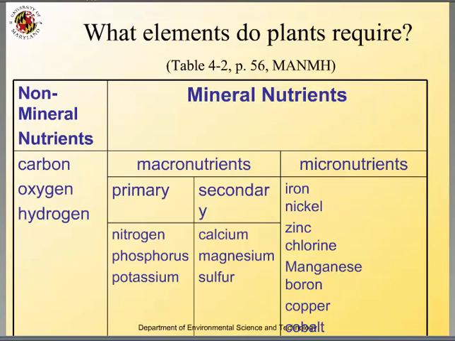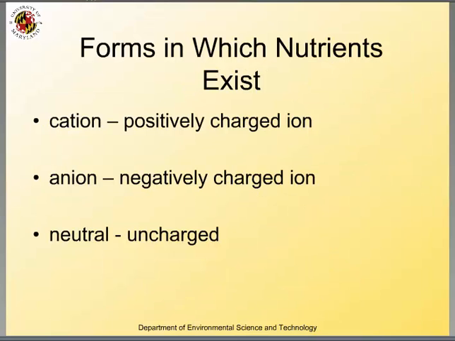Okay. Among the macros, there's often a distinction between the primary nutrients, nitrogen, phosphorus, and potassium, and the secondary nutrients, calcium and magnesium and sulfur. So I would be familiar with the categories and the terminology that relates to this, and we're going to have a little question on that a little bit later. In terms of understanding how nutrients behave, it's important for us to know a little bit about their chemistry.